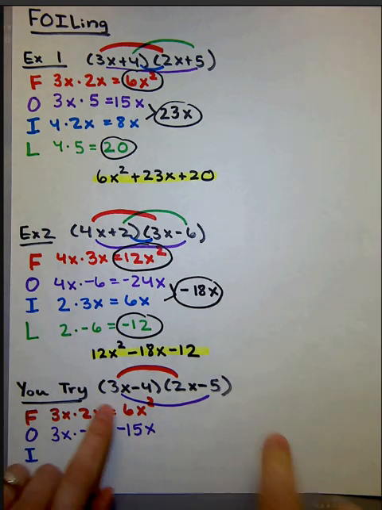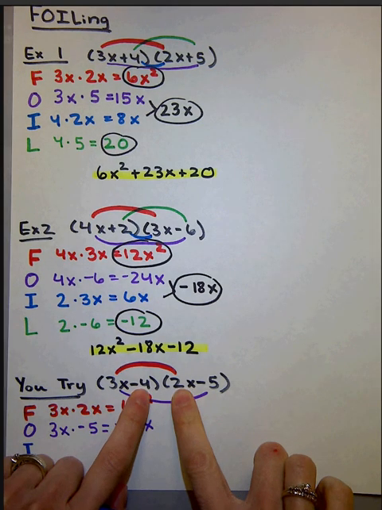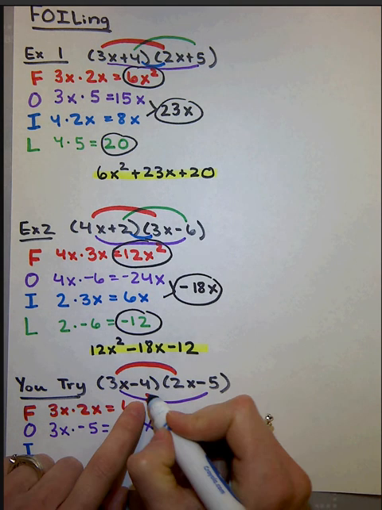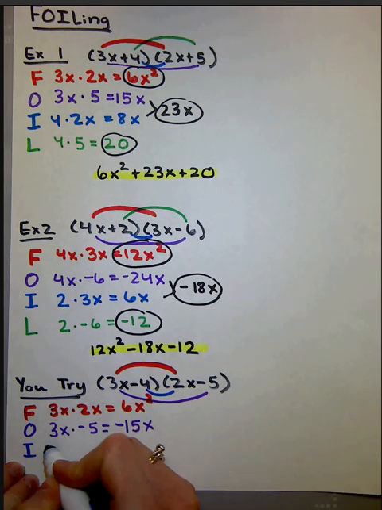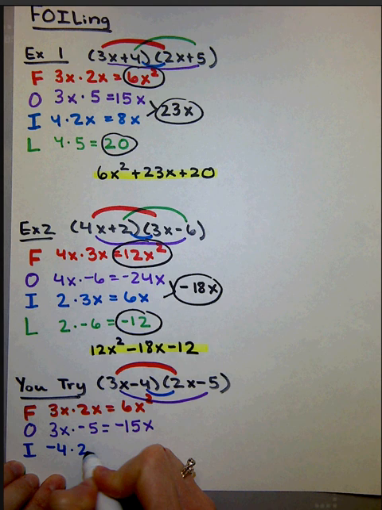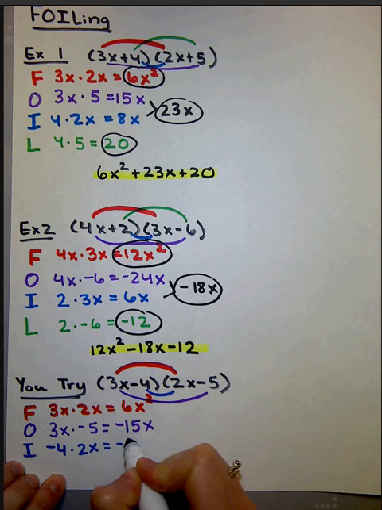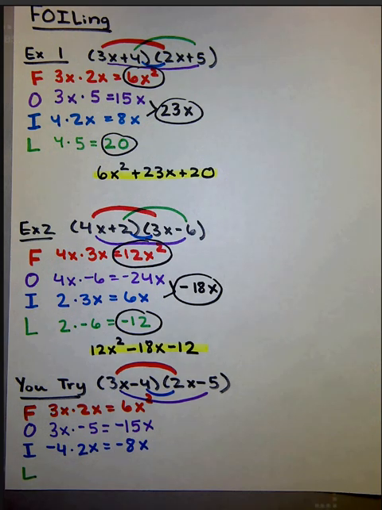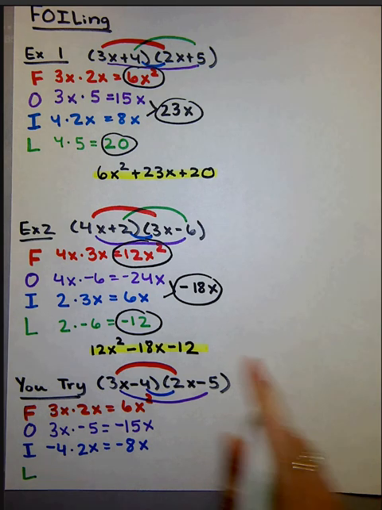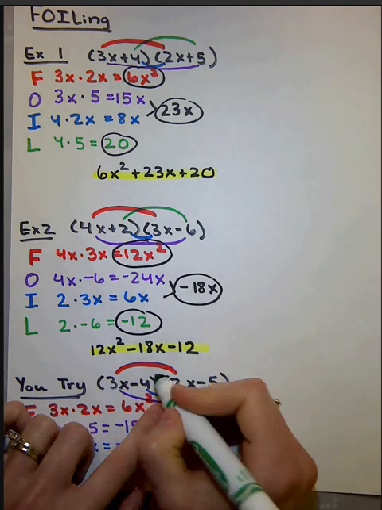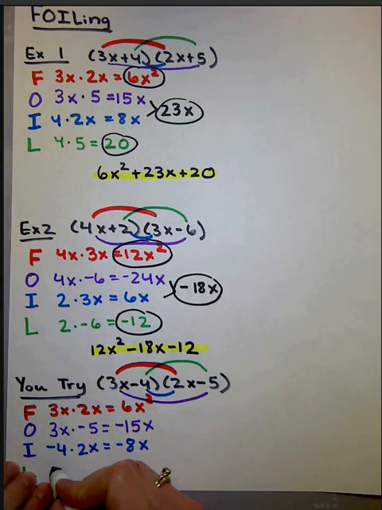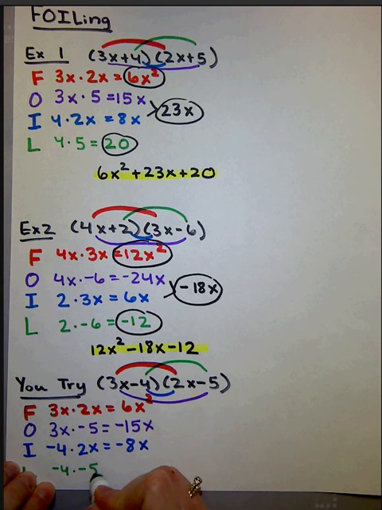Inner, the ones on the insides of the parentheses, so that's negative 4 times 2x. See how easy it is to look over that negative? Be very careful of that. So that's negative 8x. And the last ones in each set of parentheses, negative 4 times negative 5. Now, negative times a negative should be a positive.